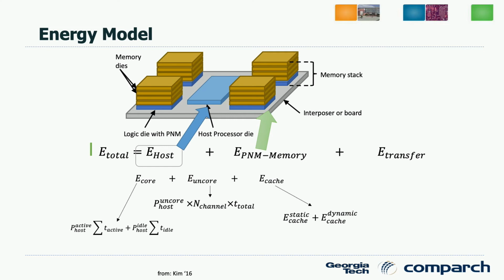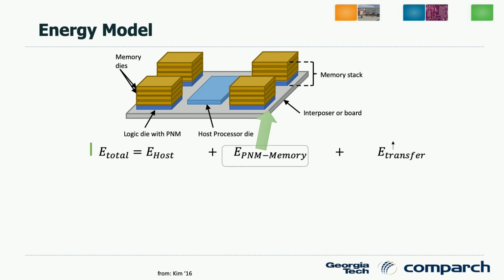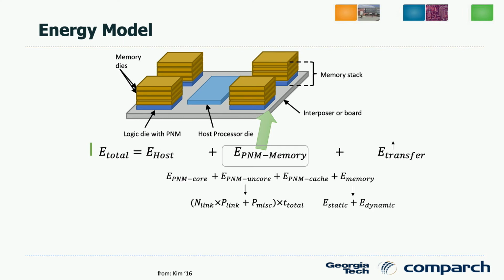And then cache energy needs to include a static cache energy and a dynamic cache energy. Static means it needs to consider the leakage power, and dynamic energy is proportional to the accesses of these caches. And then transfer energy is the PCB transfer between this host core and the PIM cores.